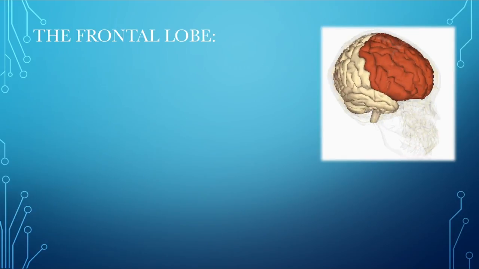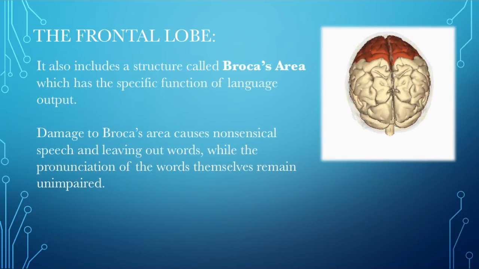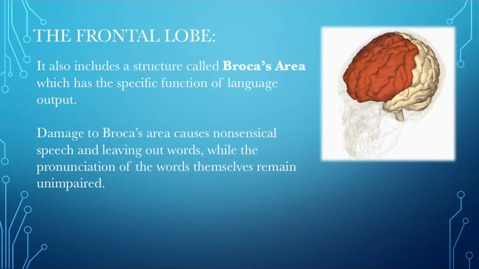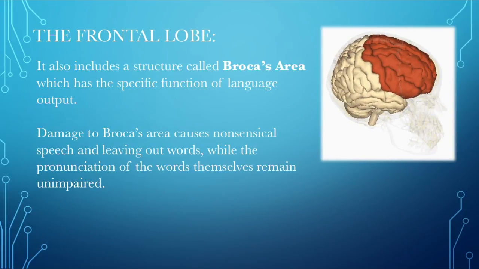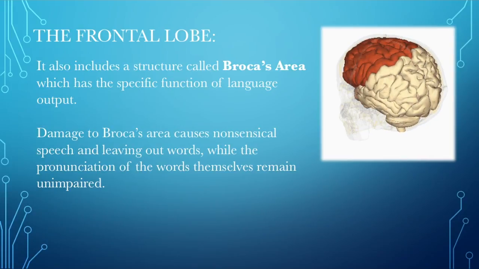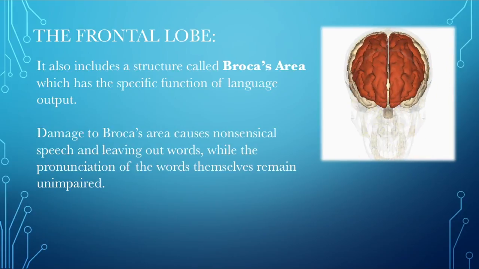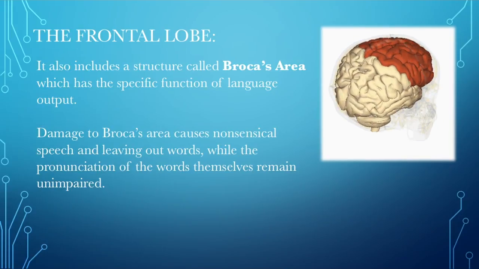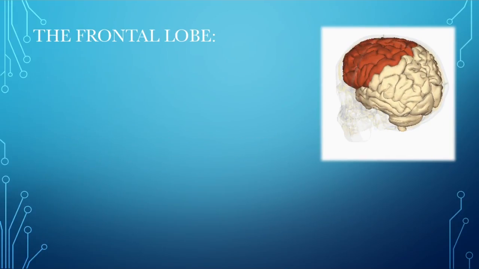Also within the frontal lobe is a structure called Broca's area, which has the specific function of language output or language production. Damage to Broca's area is such that pronunciation of the words themselves is unimpaired, but the speech is nonsensical to an interpreter, often leaving out words, although sometimes still remaining grammatically correct.